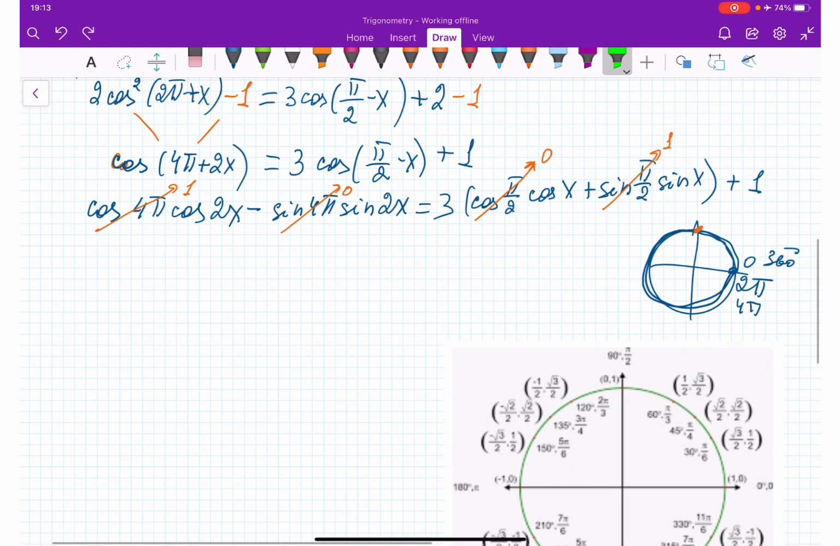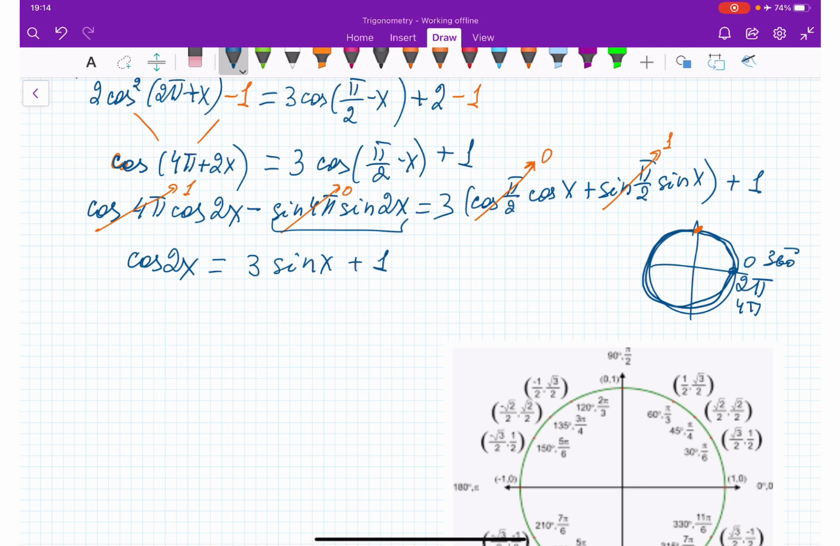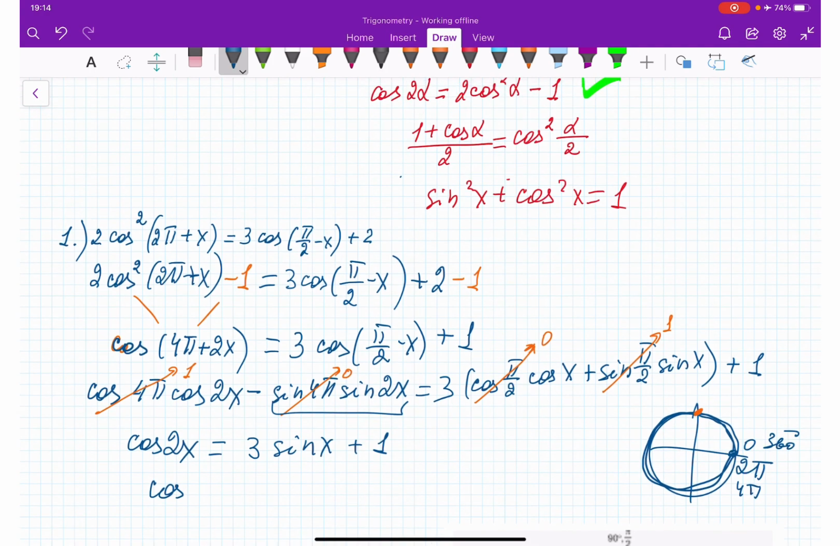Okay, so let's see what we got. We got cosine 2x, this is gone, 0, is equal to 3 sine x plus 1. Okay, so from here we are getting cosine 2x. Where is the formula? I need to get rid of 2x because I have sine. Here cosine, sine, 2x and x. So I definitely have to bring 2x to 1x.